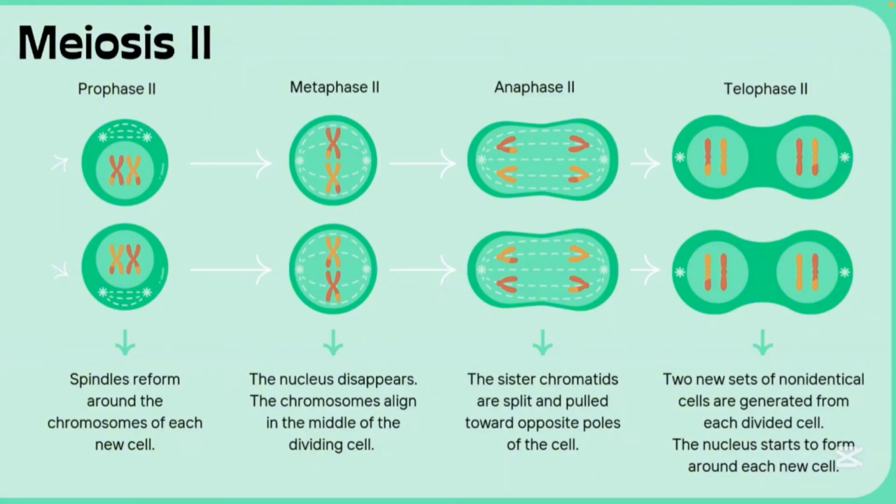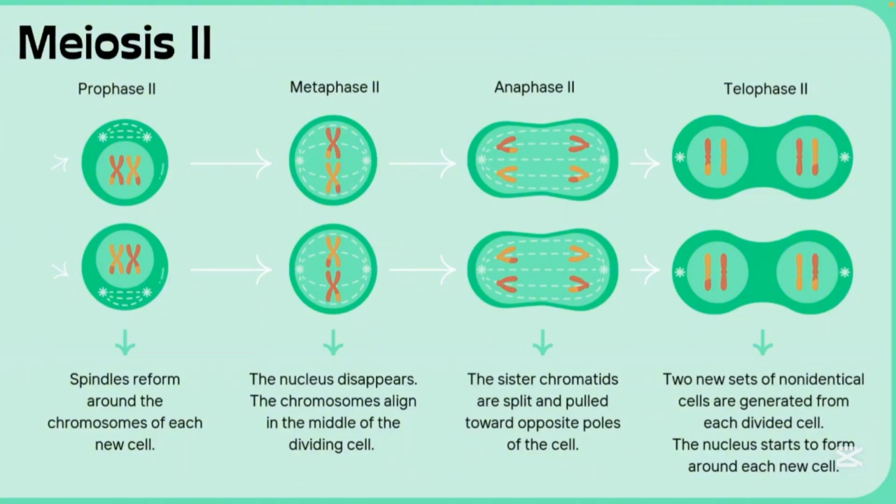As I said before, the key difference between meiosis and mitosis is that meiosis involves two divisions, meiosis 1 and meiosis 2, whereas mitosis involves only one division. We can say that meiosis 1 is totally different from mitosis, whereas meiosis 2 is absolutely similar to mitosis.